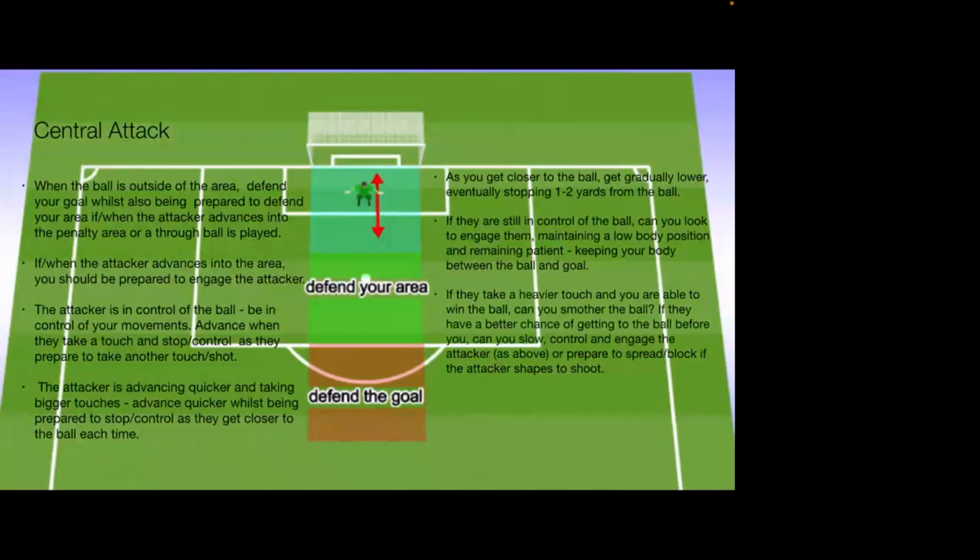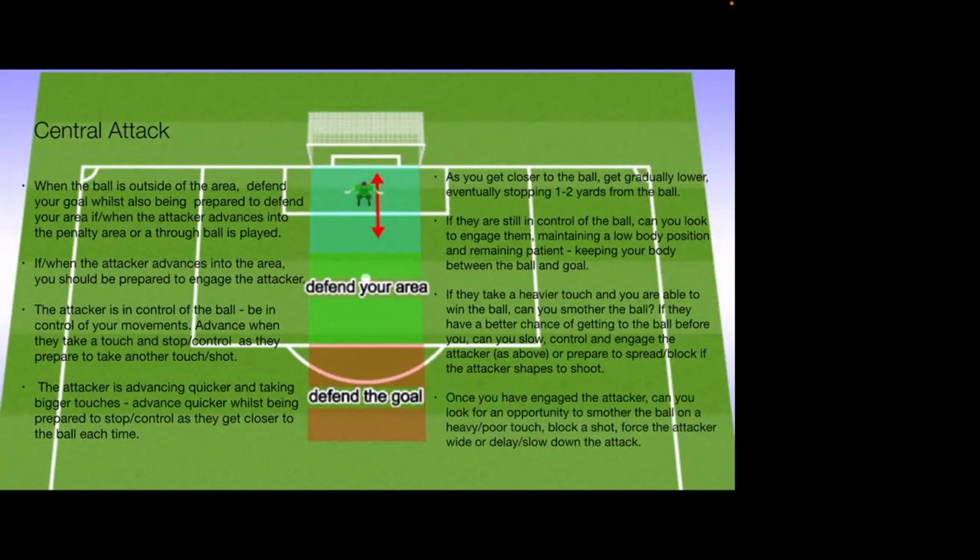If they take a heavier touch, obviously what you're thinking about there is, are you able to win the ball? So can you go and smother? Or if they've got a better chance of getting to the ball before you, can you slow down, control and engage the attacker? So getting close, getting low, stopping. Be prepared to either spread if you're further away from the ball, or block if you're close at the ball and the attacker prepares to strike.